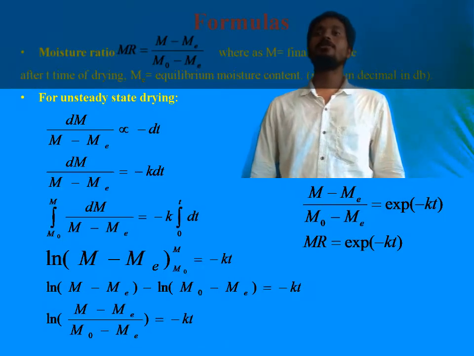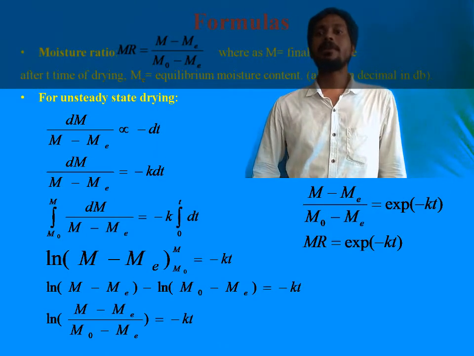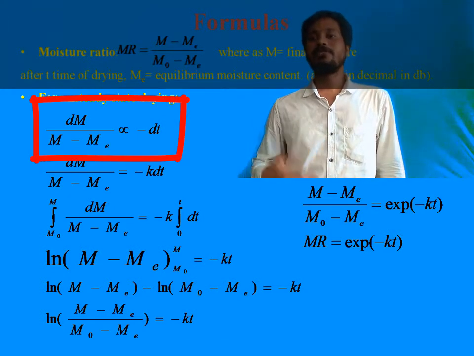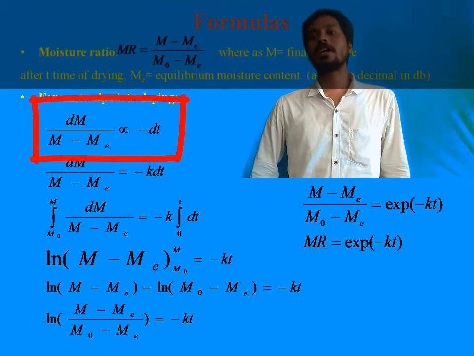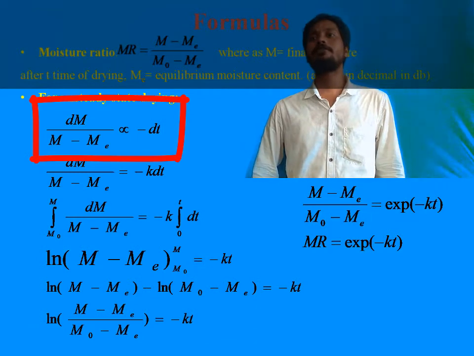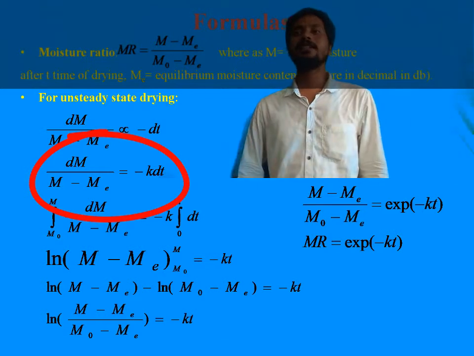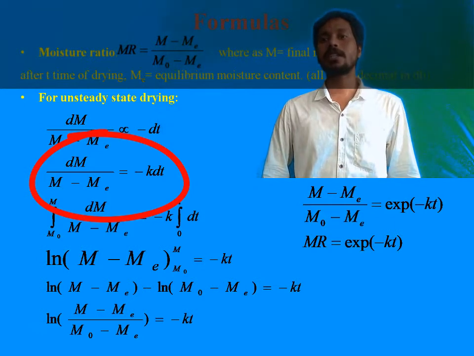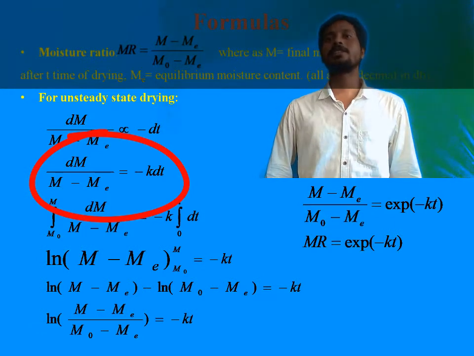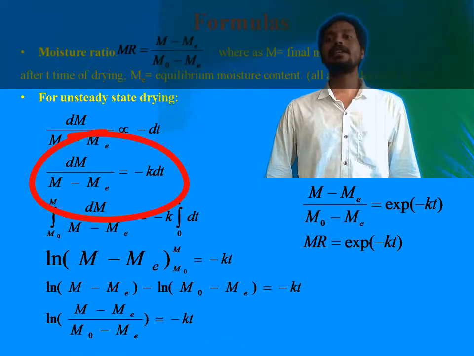For unsteady state drying, we have performed derivations here. dm by (m minus me), this is the variance of moisture. It's proportional to time, but as the moisture content reduces along with time, we have given the minus sign here. Next we can write dm by (m minus me) equals minus k into dt. k is the constant, called the drying rate constant, and its unit will be per second, or second inverse.